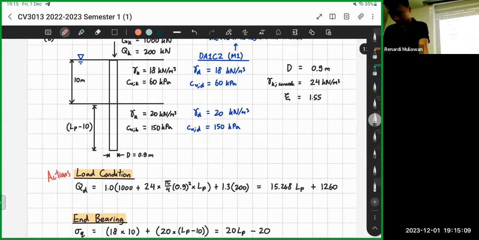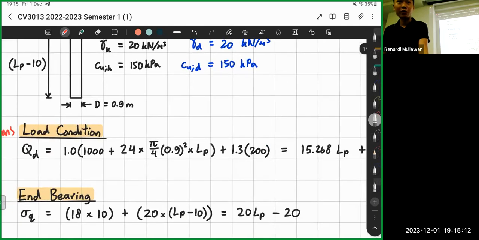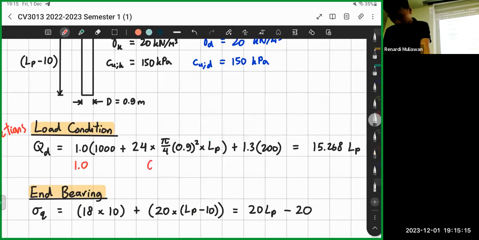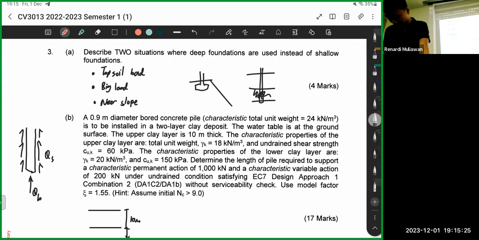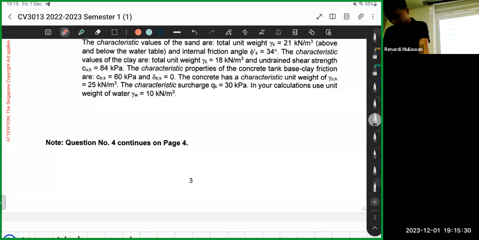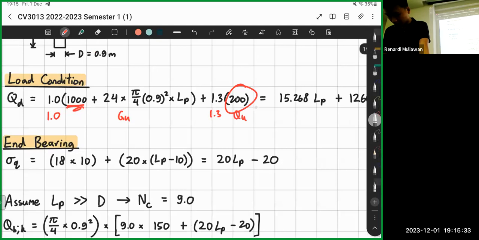These are the actions. So for DA1C2, it's 1.0 GK, 1.3 QK. GK is 1000, given in the question. Then they give you 200 as the variable, so QK is 200. Then this is your width of foundation, width of pile. We don't know the length, that's why you have LP here. So that's our actions.